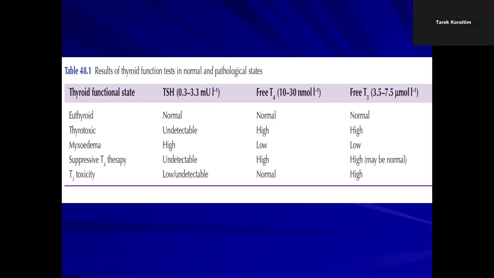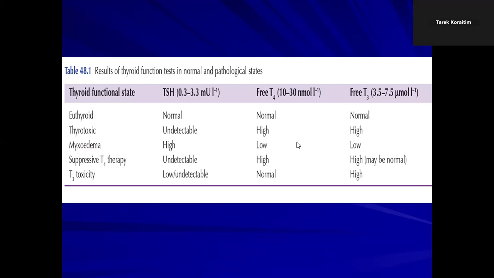This is an example. Whenever the patient has a euthyroid state, he has normal thyroid functions, then the TSH is normal, and the free T3 and the free T4 are normal in his blood. If the patient is thyrotoxic, meaning that he has very high amounts of thyroid hormones in his blood, then his TSH will be undetectable, and his free T3 and free T4 will be high in the blood. If the patient is hypothyroid or developing myxedema, this is the adult form of hypothyroidism, then the TSH will be high and the free T3 and the free T4 will be low.